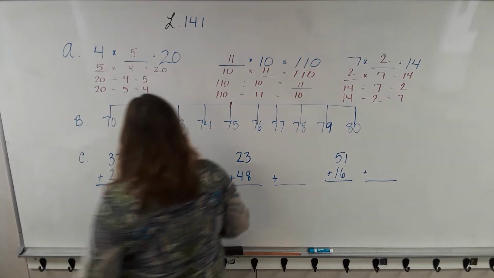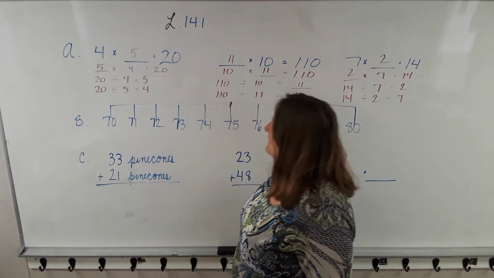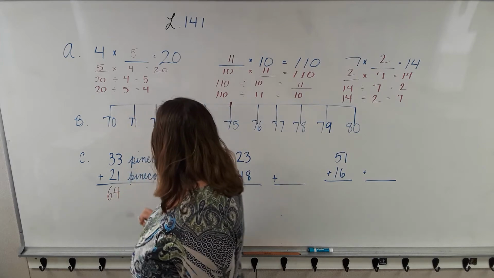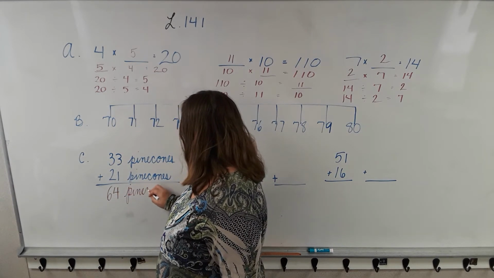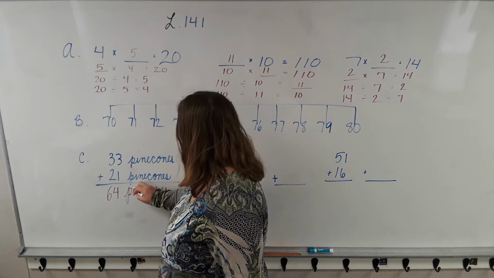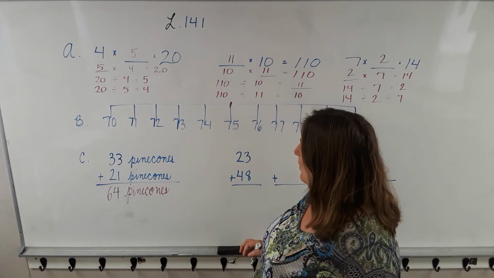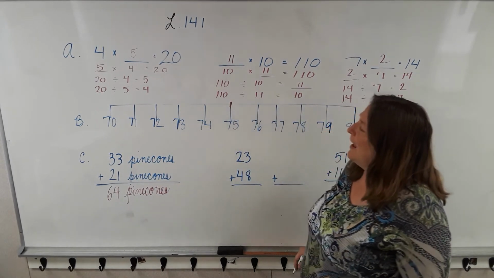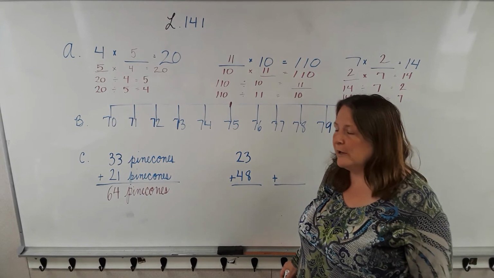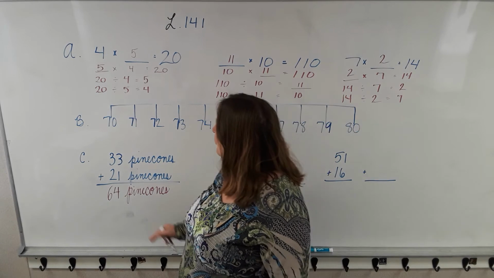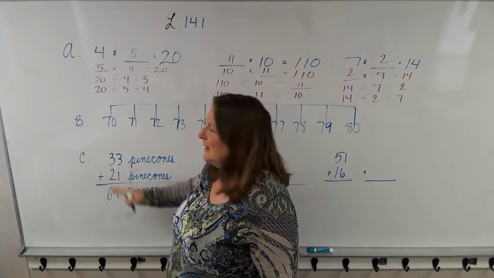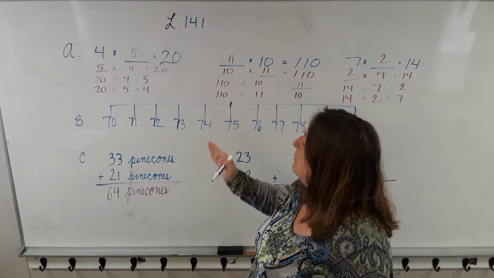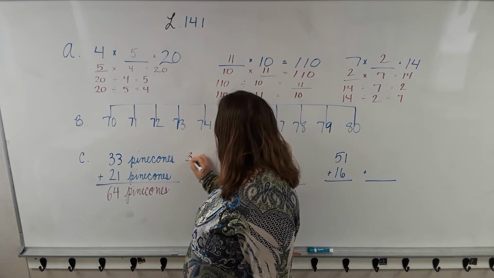Look at part C. We're not actually going to add this, but let's say that someone says that the answer is 64 pine cones. We're going to round to the nearest 10 to see if that sounds about right. 33. Would 33 round down to 30, or up to 40? It would round down to 30 because 33 is lower than 35. Remember, we have to come up with a halfway point. Between 30 and 40 is 35. 33 is lower, so we round down. So our nearest 10 is 30.